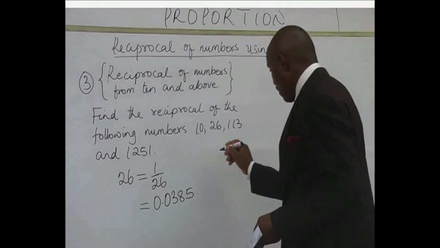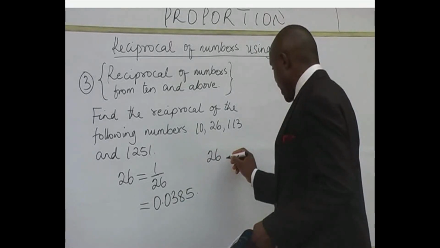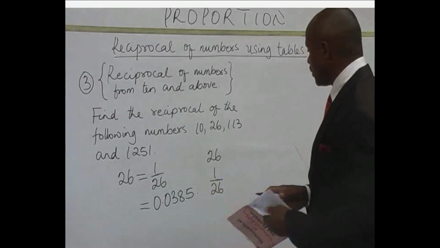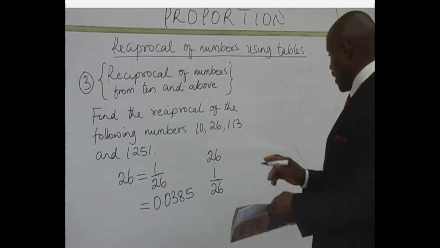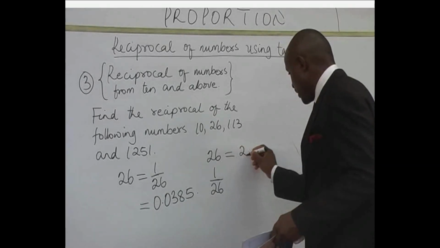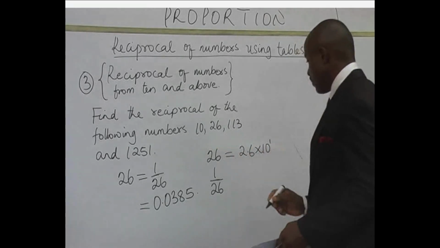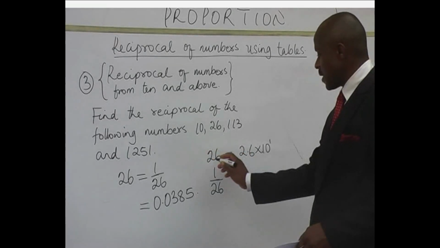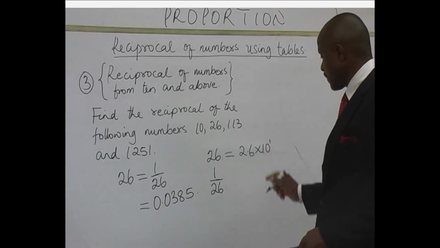Bring out the number. The number is 26. Its reciprocal means 1 all over 26. First of all, write 26 in standard form. 26 is going to be 2.6 times 10 raised to power 1, because we have moved what's supposed to be the full stop towards the left across 1 digit. And it became 2.6 times 10 raised to power 1.